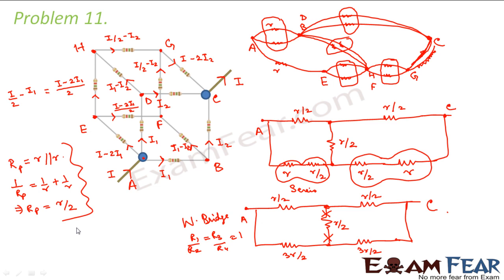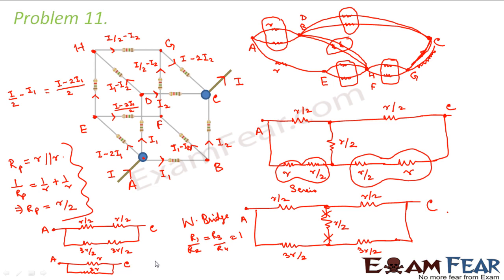So when we calculate the total equivalent resistance, my circuit again becomes like this. So my circuit will look somewhat like this. This is R by 2, this is R by 2, this is 3R by 2, this is 3R by 2. So this R by 2 and R by 2 are in series, so we can write it as R. Similarly, 3R by 2 and 3R by 2 are in series, so we can write it as 3R.